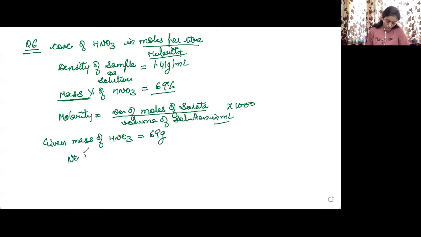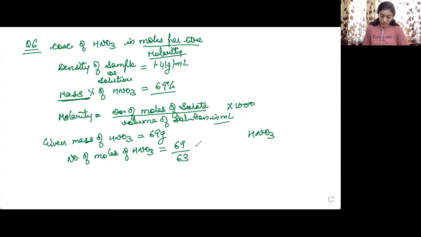Now you need to find out the number of moles of HNO3. Number of moles of anything is given mass upon the molar mass. The given mass is 69. You know the formula HNO3 and you know how to calculate the molar mass; you need to find it out yourself. I'm directly putting the value here because I know the molar mass: it is 63. So 69 divided by 63 equals 1.09. This is the number of moles of HNO3.